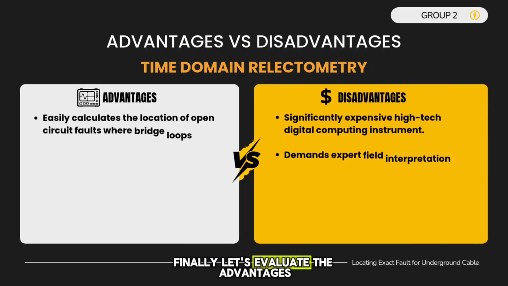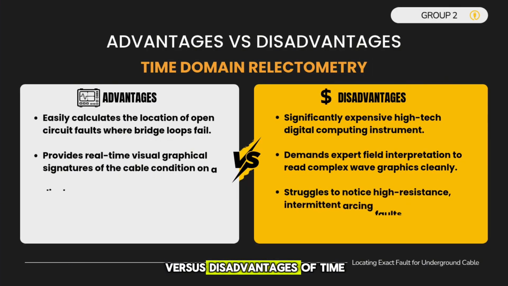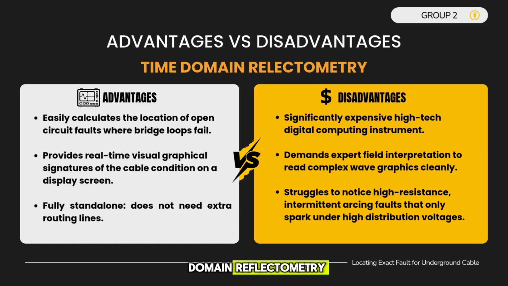Finally, let's evaluate the advantages versus disadvantages of time domain reflectometry. On the left, our core advantages are that TDR easily calculates the location of open circuit faults where bridge loops fail completely. It also provides real-time visual graphical signatures of the cable condition directly on the display screen. Because it is fully standalone, it does not need any extra routing lines.